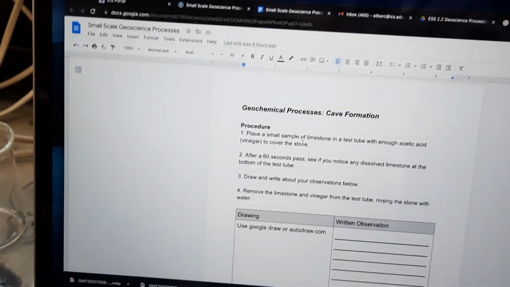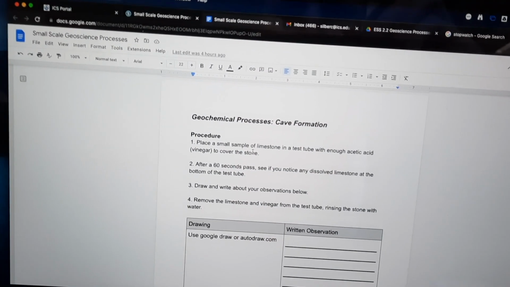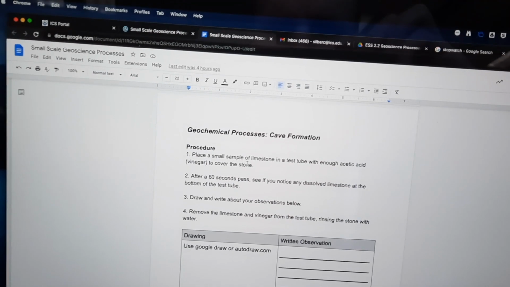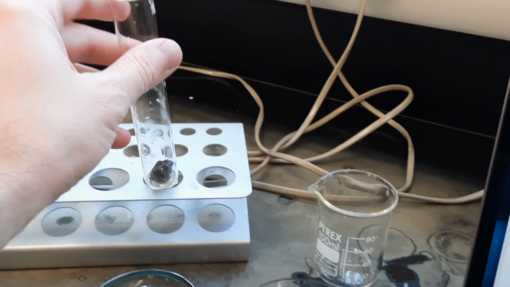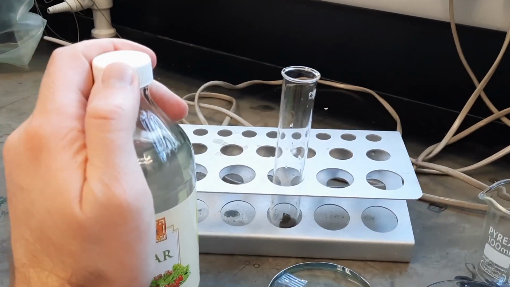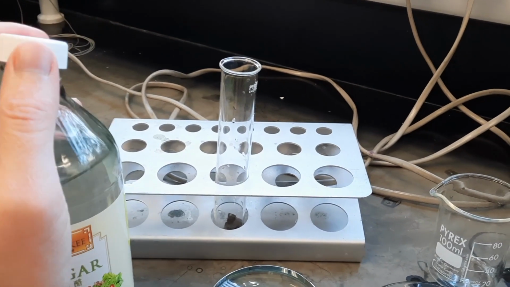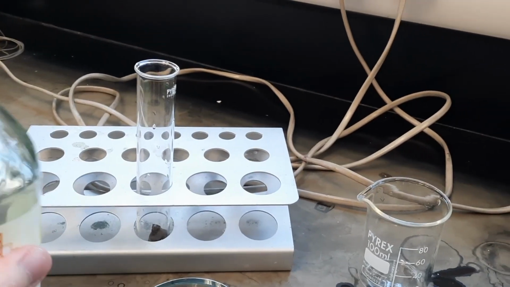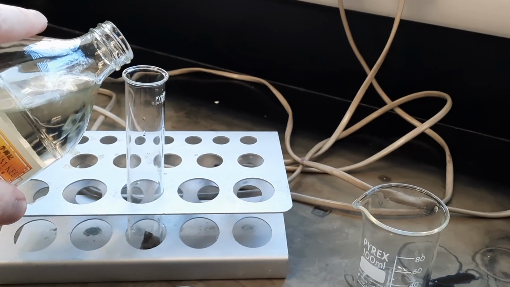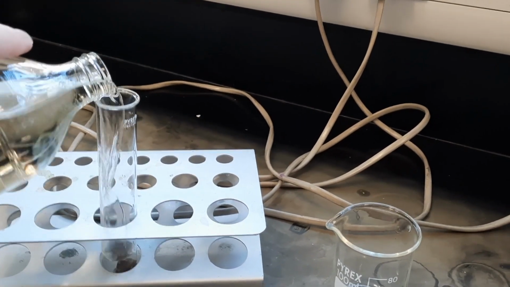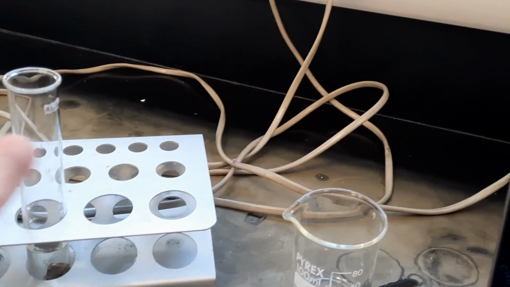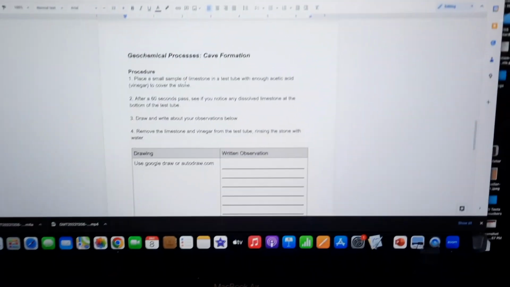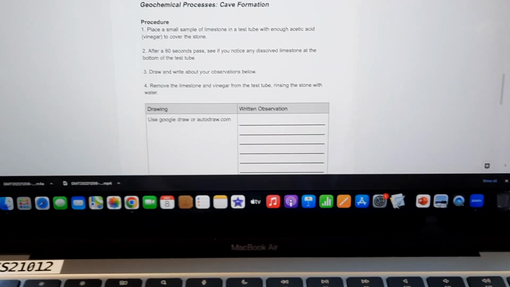Step 1, place a small sample of limestone with enough acetic acid or vinegar to cover the stone. So I'm going to drop it in here, and then I'm going to take the vinegar and just pour it in just enough to cover the stone. Okay. And it says to do that for 1 minute.